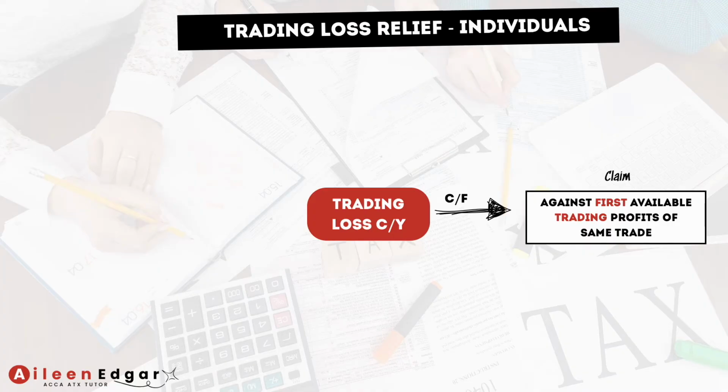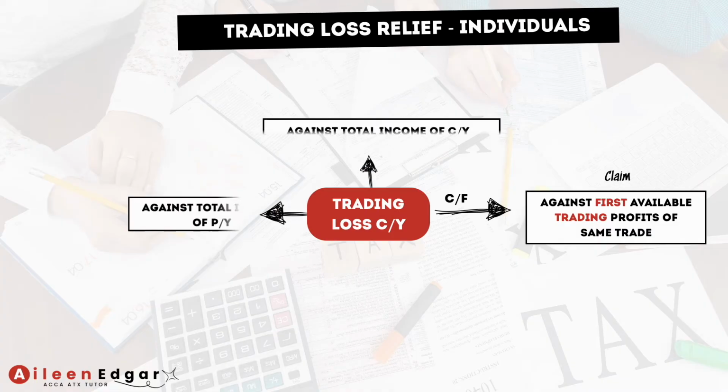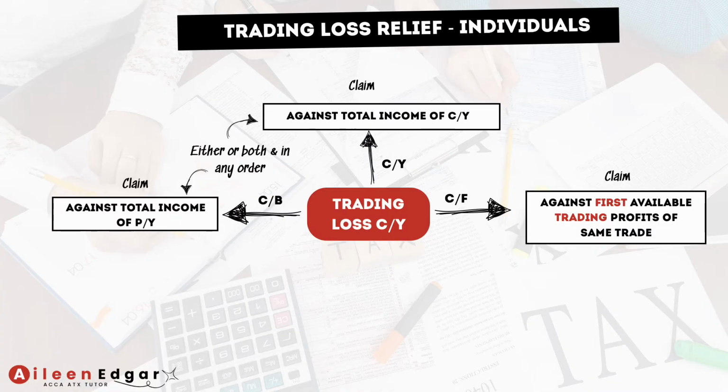And another difference between the company situation and the individuals is that the individual is having to use it against the first available profits. They're not getting to skip an amount and say, well, I don't want to use it next year. I want to save it and use it in 2 years' time. They don't get that flexibility. But where individuals do get flexibility and companies don't is in the order that they use a trading loss in the current year and or the previous year.